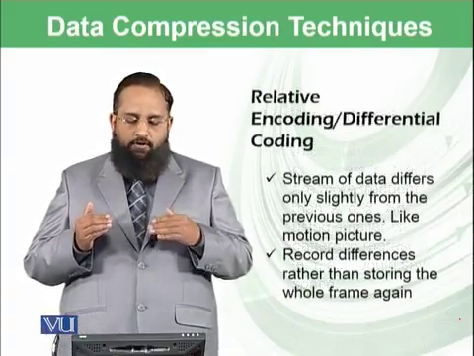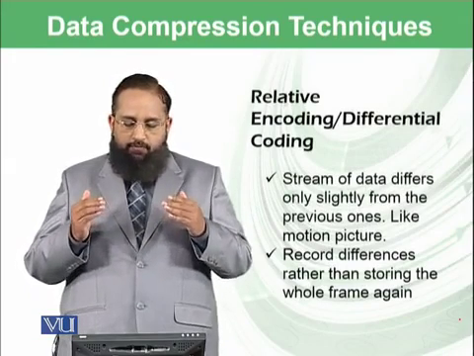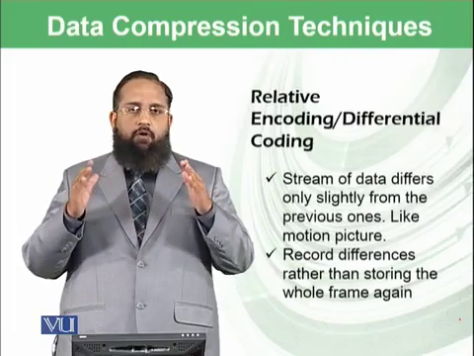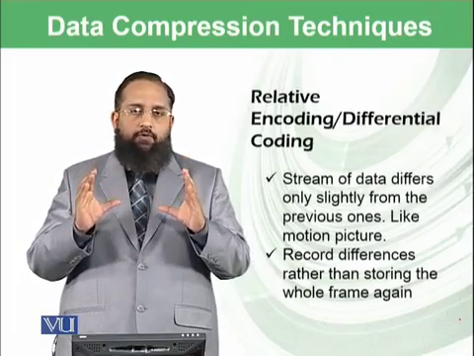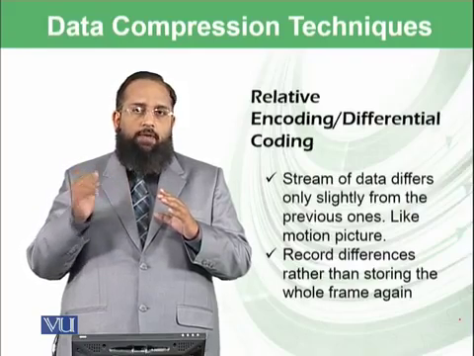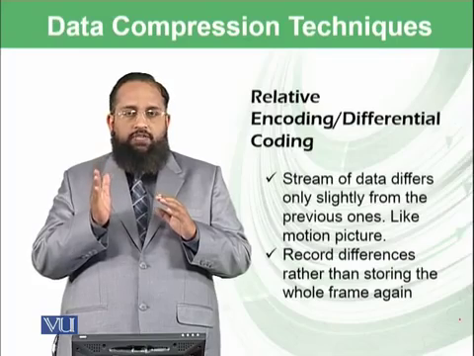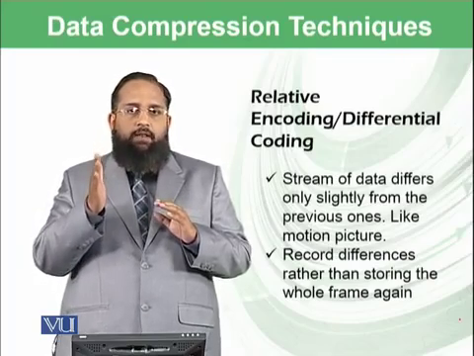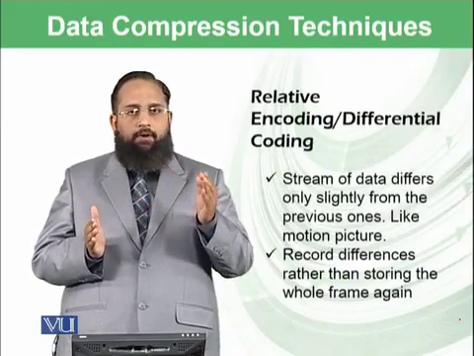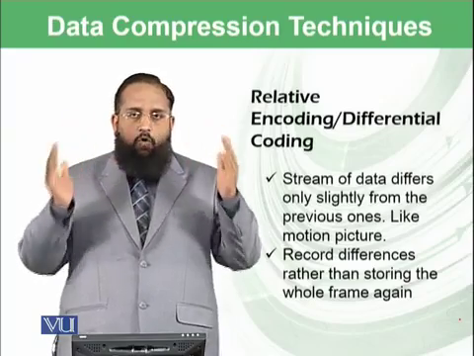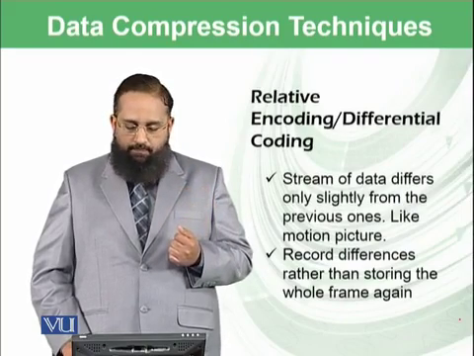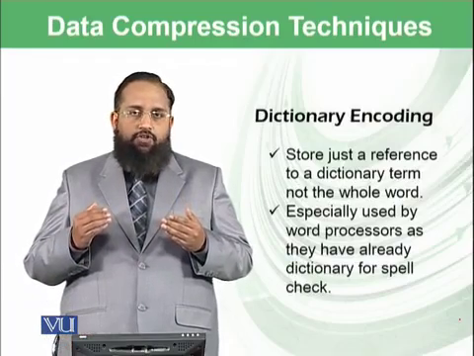Then there is another approach called relative encoding or differential encoding. A stream of data differs only slightly from the previous one, for example in a motion picture. If you want to compress a video, you know that video is constructed from a number of small image frames. So you just need to store the difference between frame number 0 and frame number 1, and then the change from frame number 1 to frame number 2. You just save those changes, and the whole picture is stored once. So record differences rather than storing the whole frame again.